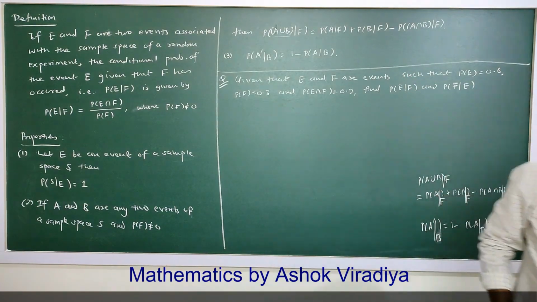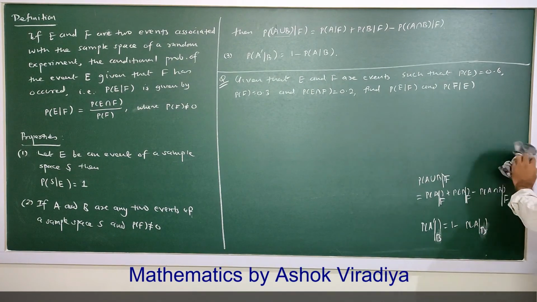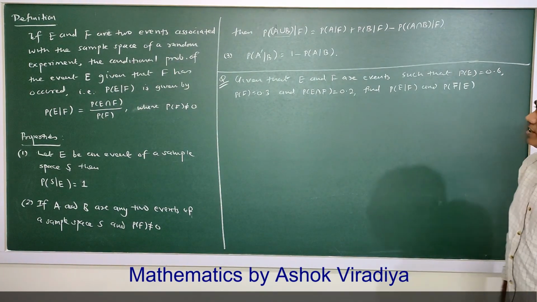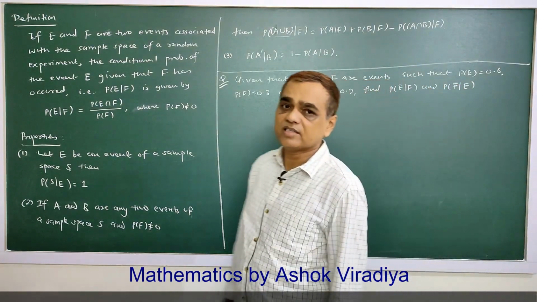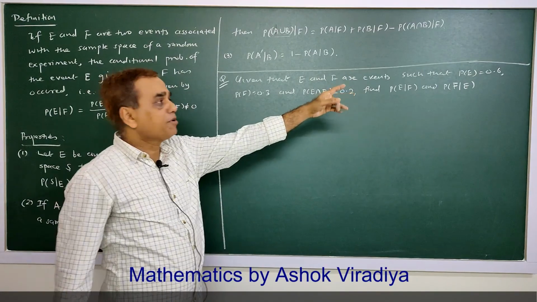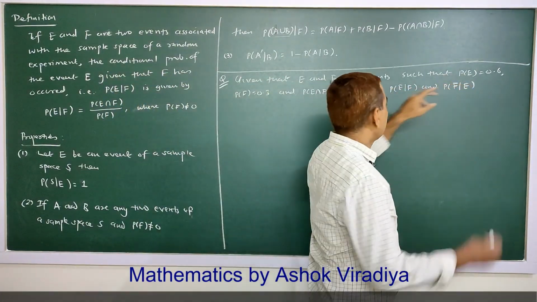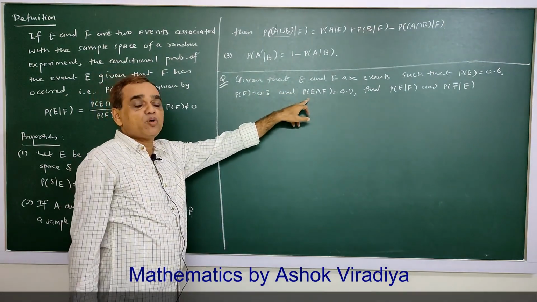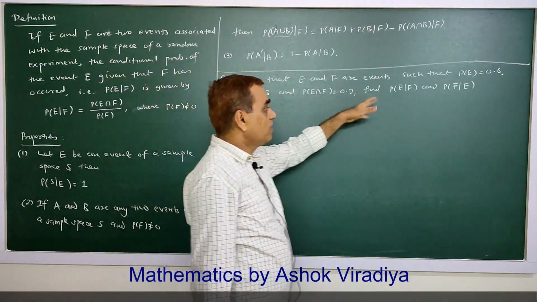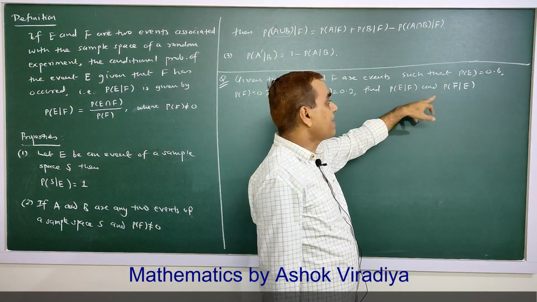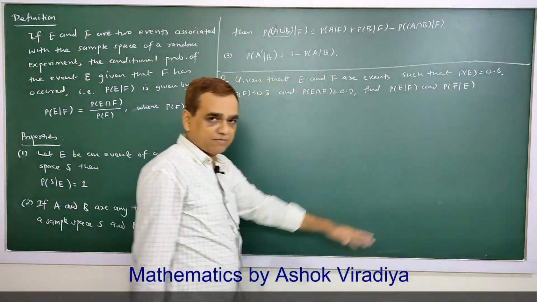Now a question based on these formulas, an application of this formula. The question is: given that E and F are events such that the probability of E is 0.6, the probability of F is 0.3, and the probability of their intersection is 0.2, find the probability of E given F and the probability of F given E.